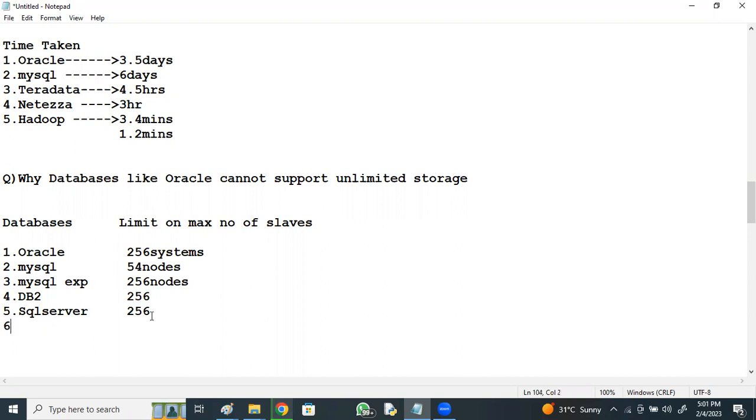But if you talk about specialized databases like Teradata, it goes with 512 systems, 512 nodes or slaves for storing its data. Netezza, another specialized data warehouse kind, also can go with 512 slaves. And Vertica, one more used for data warehouse purposes, also can go with a maximum of 512 slaves for storing its data.